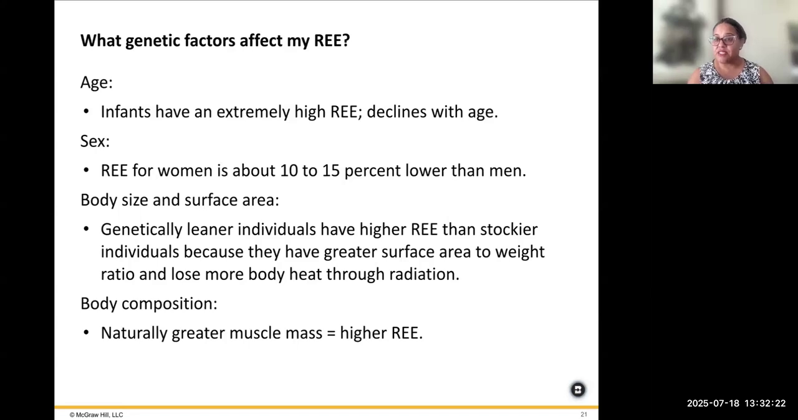What factors affect my resting energy expenditure? Age, of course. Infants have an extremely high REE, but it declines with age. Gender, sex. REE for women is about 10 to 15% lower than men. Men metabolize things faster than women. We know that. Body size and surface area. Genetically leaner individuals have a higher REE than stockier individuals because they have greater surface area to weight ratio and lose more body heat through radiation. And then body composition. People with a naturally greater muscle mass have a higher REE. Muscle burns things faster than fat does.